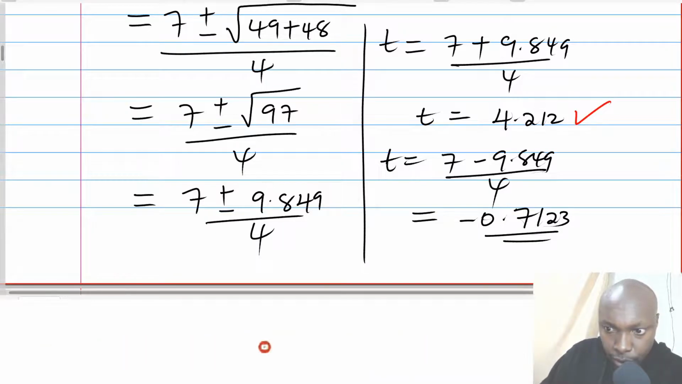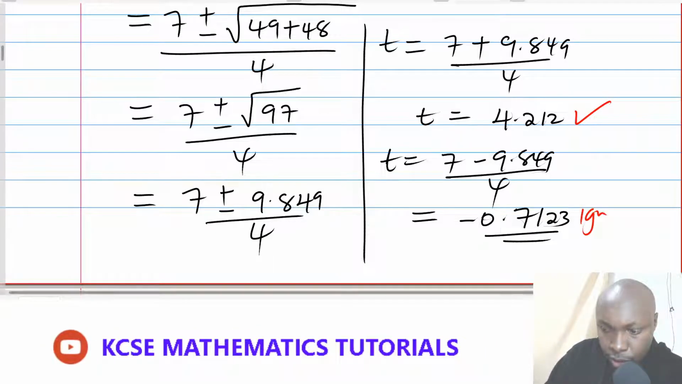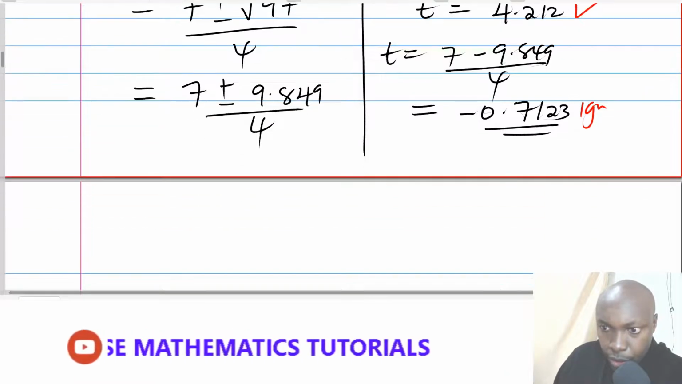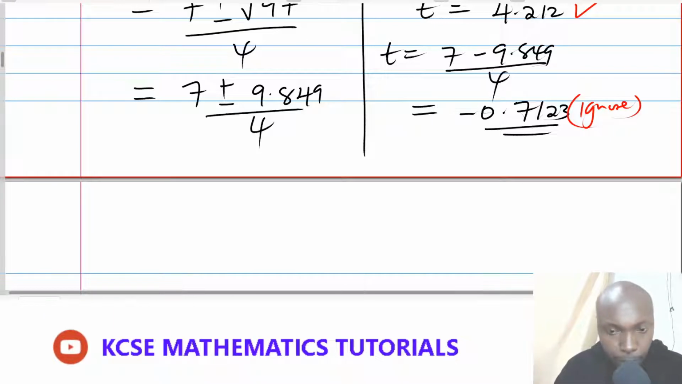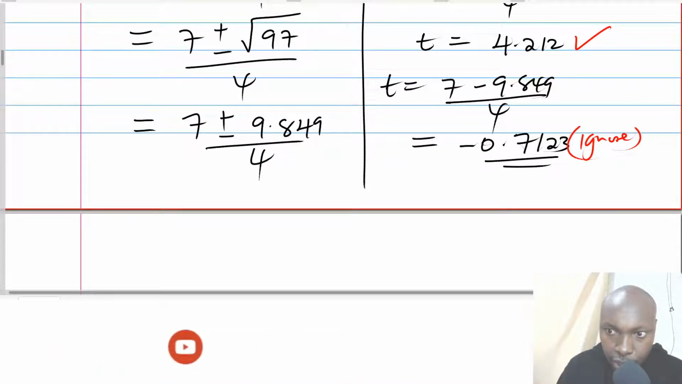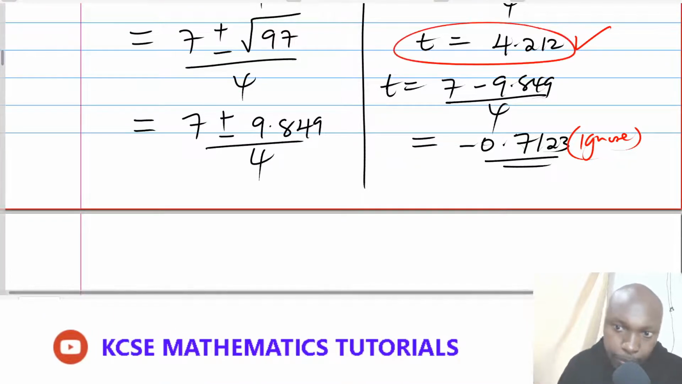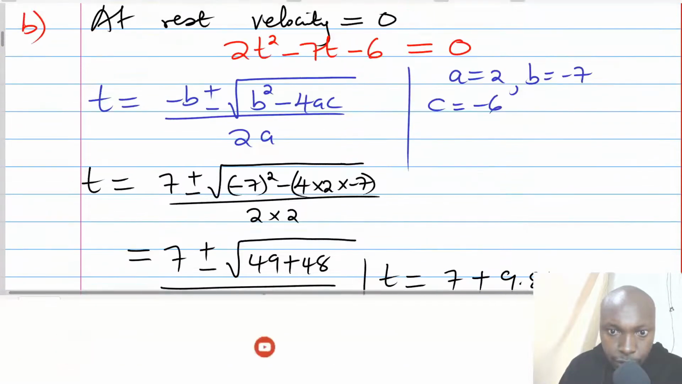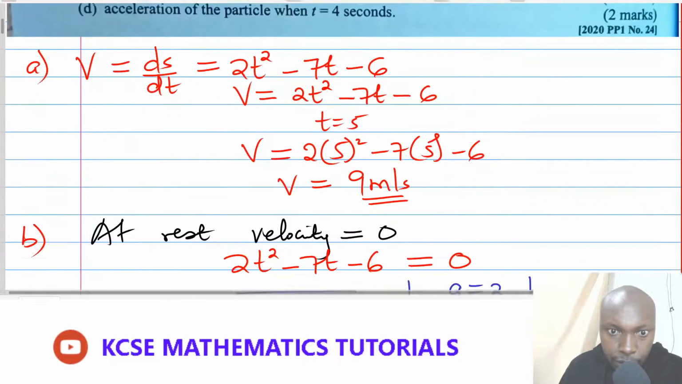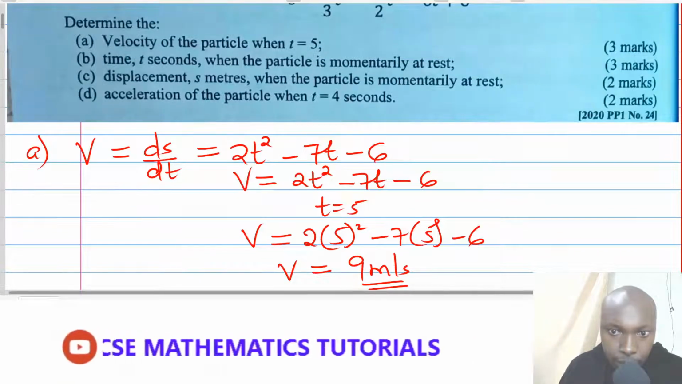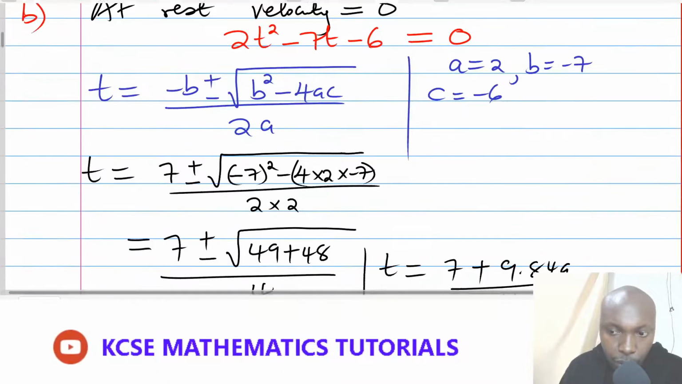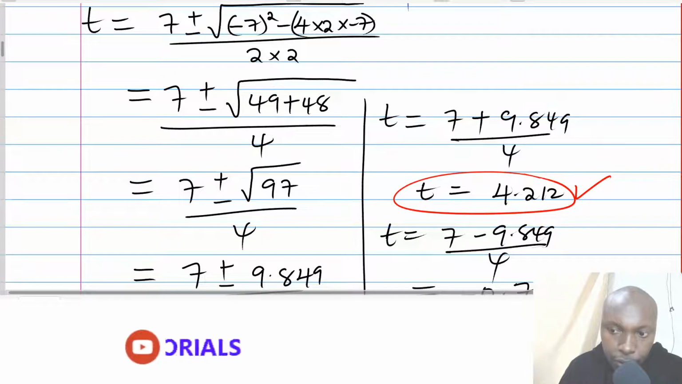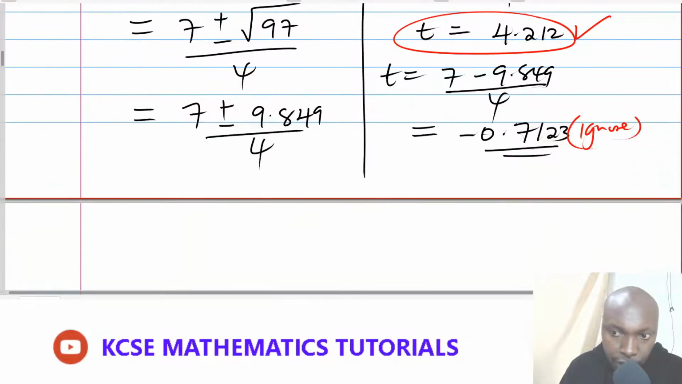So we shall ignore this negative one because it is not possible to get negative time. We shall consider the positive time. So for that question, after using the quadratic formula to solve it, when the particle is at rest, t is equal to 4.212 seconds. We shall not take the negative one.